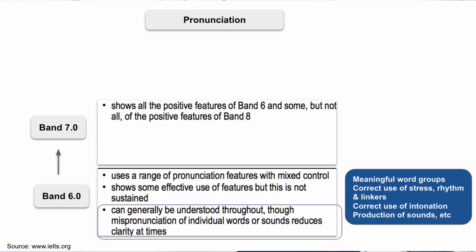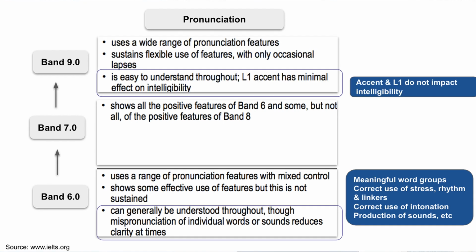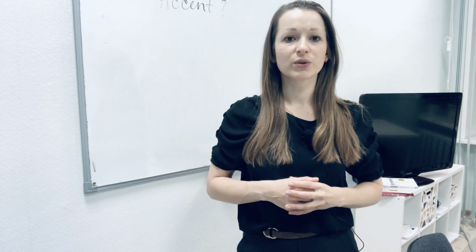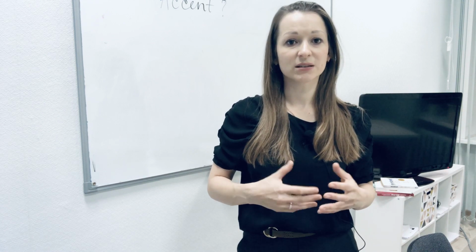Then there are no descriptors for band 7. To get band 7, for example, you need to demonstrate all the features of band 6 and at least a couple of features or one feature from band 8. In band 8, as you will read through, one of the features is that your accent or L1 does not affect the intelligibility of your response. It means that your examiner actually understands what you say and how you say it. So in that case, you can be assigned band 7.